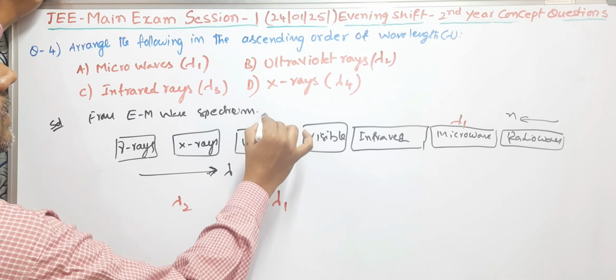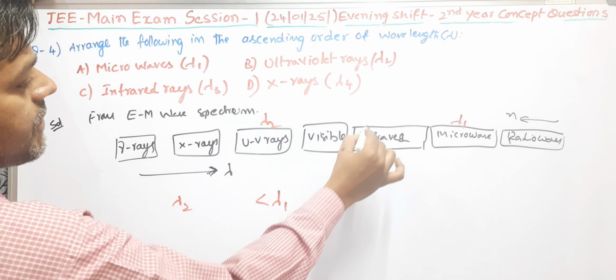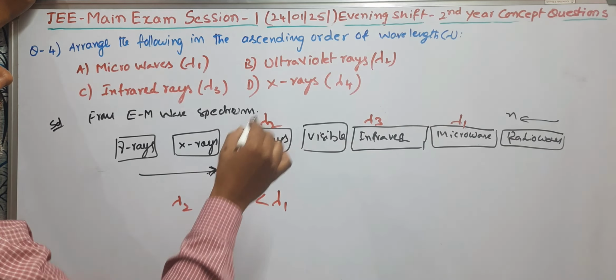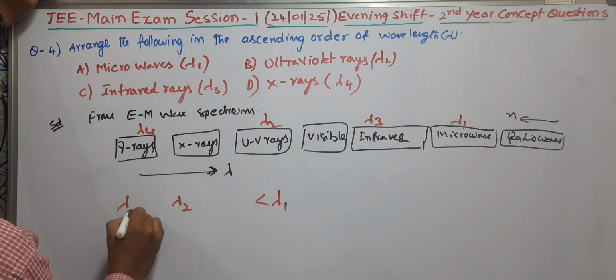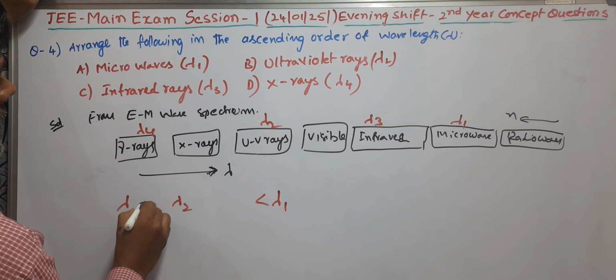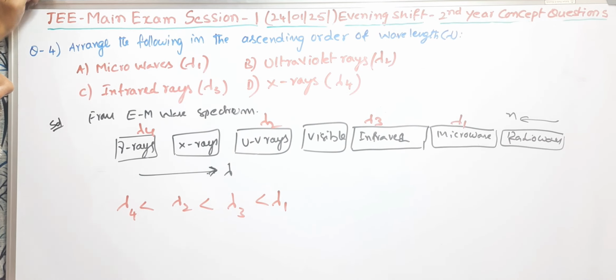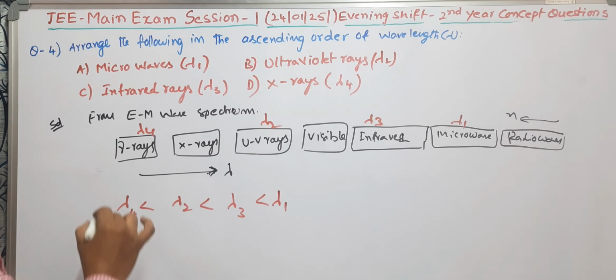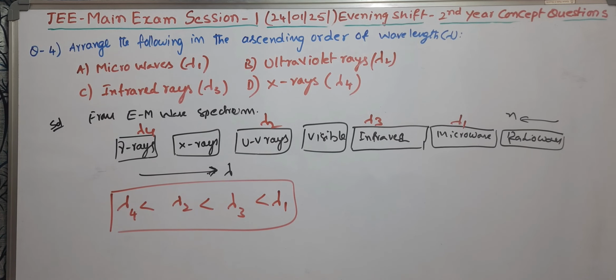Ultraviolet is lambda 2. Infrared is lambda 3. X-rays are lambda 4. So while writing in ascending order, lambda 4 is the least one, then lambda 2, then lambda 3, then lambda 1. So this is the answer for this question. Okay, right.